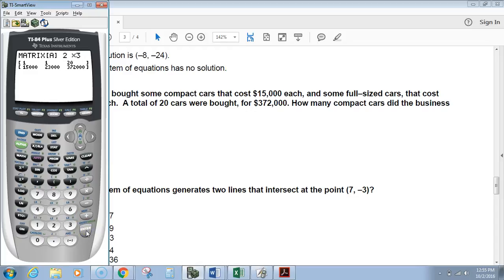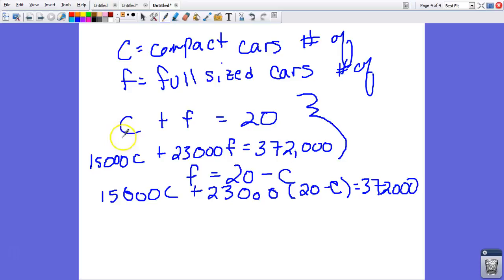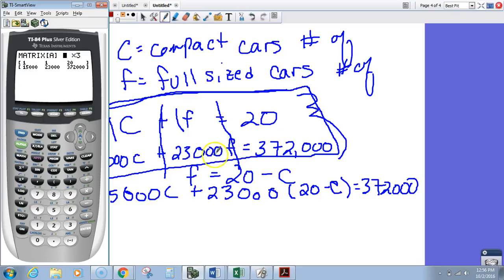I made it a 2x3 matrix because I have two equations and each equation has, let me flip back over here. If you look at these first set of equations, and it's going to be in standard form that we use this. If I separate it out kind of like this, you can see my 2x3 matrix, and those are the numbers I'm going to use. I'm going to use 1, 1, 20, and I'm going to use 15,000, 23,000, and 372,000. I don't need the actual variables, okay? So as you can see, that's what I did. Up here I have 1, 1, 20, 15,000. You have to make sure these match up, that 15,000 is the same as the C here, that these are both compact, that these are both full-sized, and that these are both the totals over here, okay?